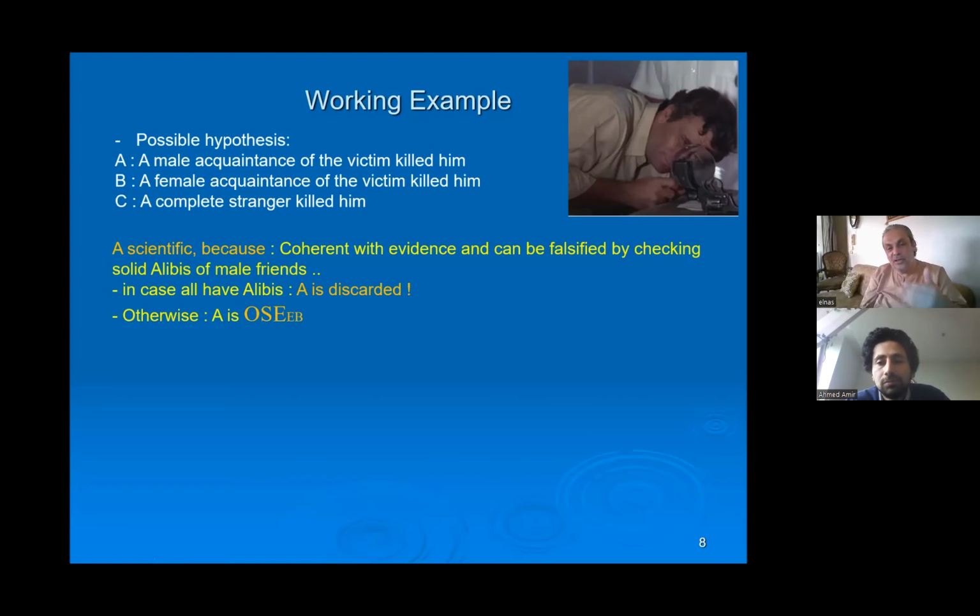And actually, if you are really a fan of Colombo, I am a big fan of Colombo, he always has one guy in his mind from the beginning. So you see the crime, and then Colombo comes and he starts to see some evidence pointing to someone. So this is a kind of deduction, eh?